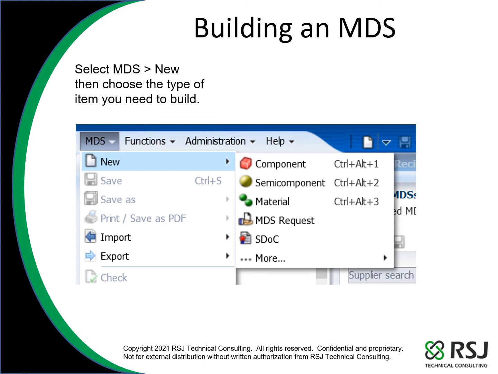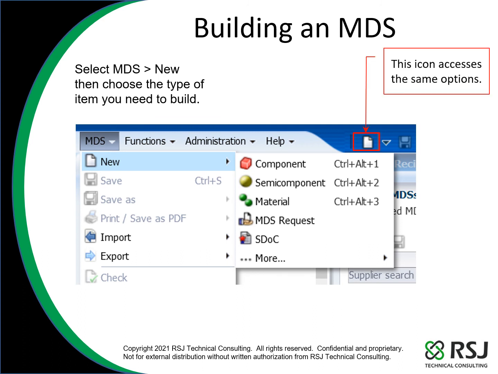So how do you build an MDS? Well, you go log in and you choose MDS new, and you pick a component, a semi-component, or a material, depending on what you want to make. There are other things you can make in CDX. We're not going to talk about them. You can also choose to use the little new icon and get the same options.